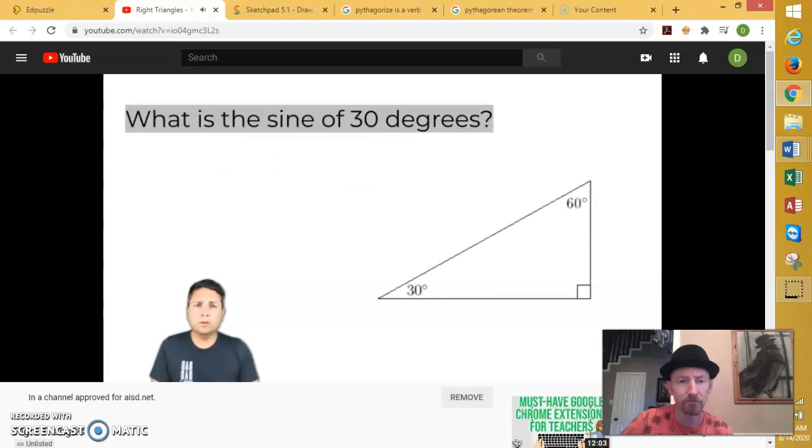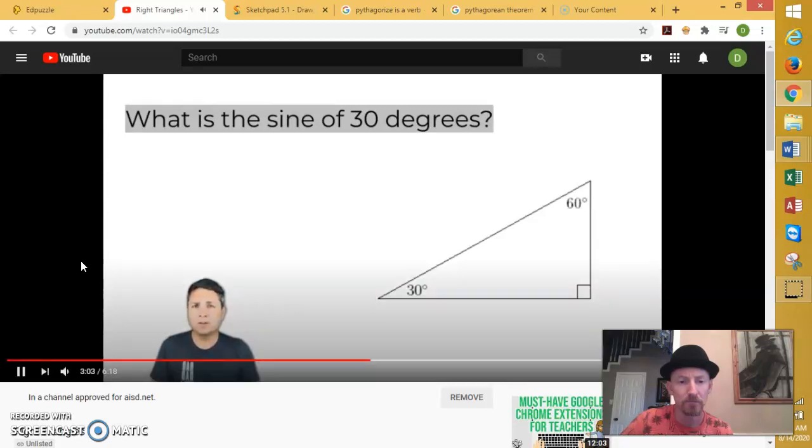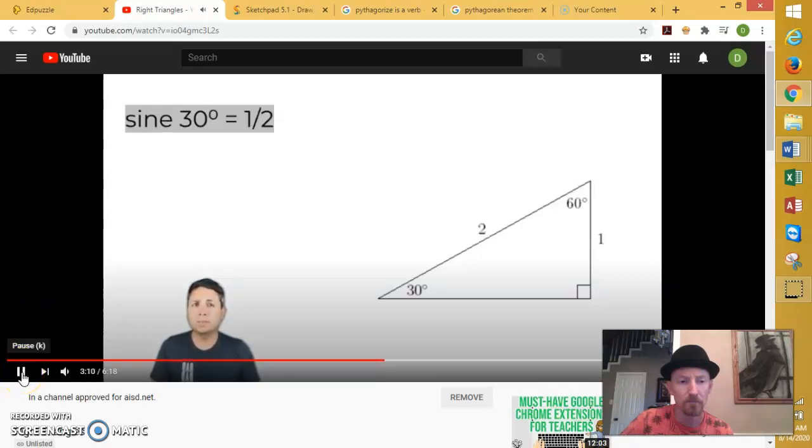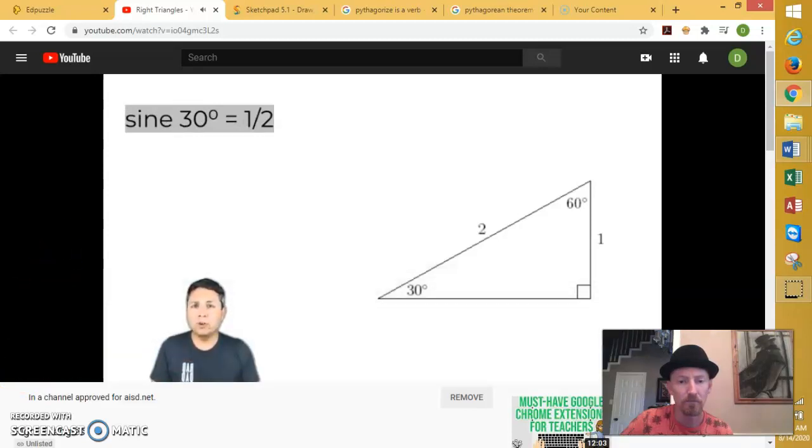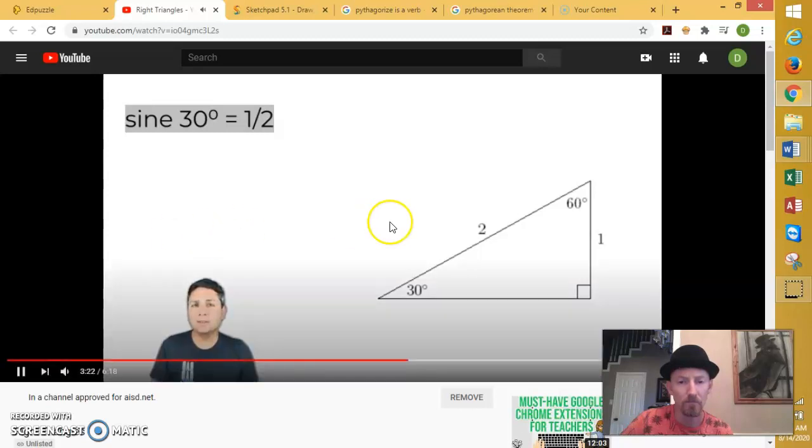Okay. Here's a 30, 60, 90 right triangle. We want to know the sine of 30 degrees. You can use a calculator. The sine of 30 degrees is 1/2, 1 over 2. Put it into a calculator, this is 0.5. What this means is that the side opposite the 30-degree angle is always going to be exactly 1/2 the length of the hypotenuse. So this side.